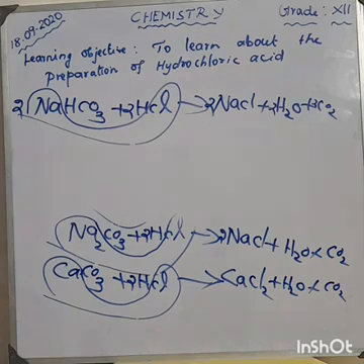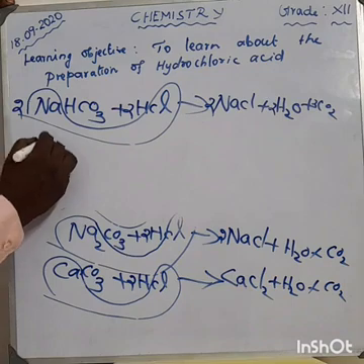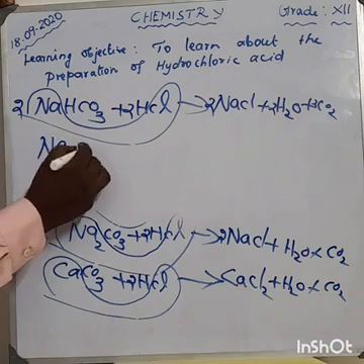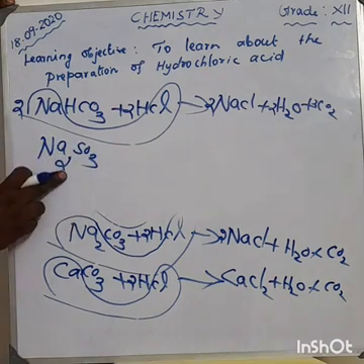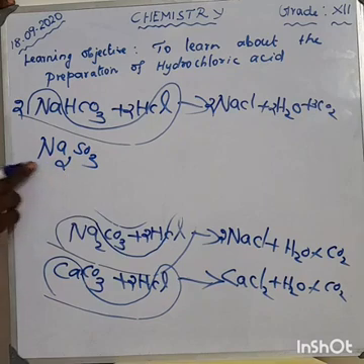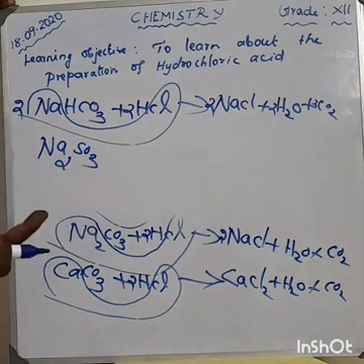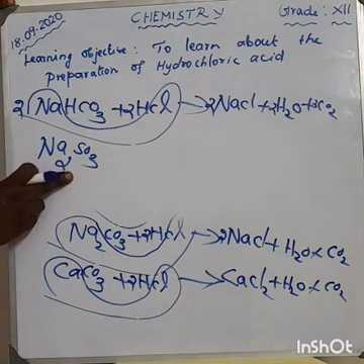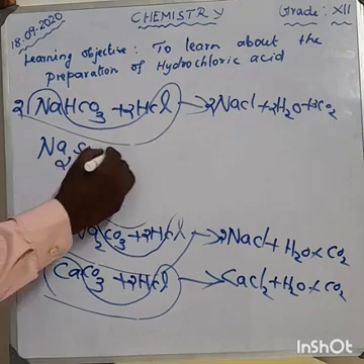sulfide and hydrochloric acid. Sodium sulfide. What is the formula for sodium sulfide? Na2SO3. That is sodium sulfide. Sodium sulfate means Na2SO4. Am I right? Na2SO4. This is sodium sulfide, Na2SO3, on reaction with hydrochloric acid.